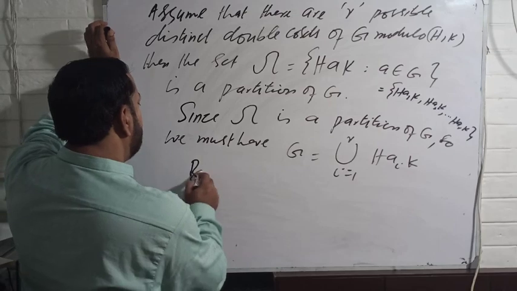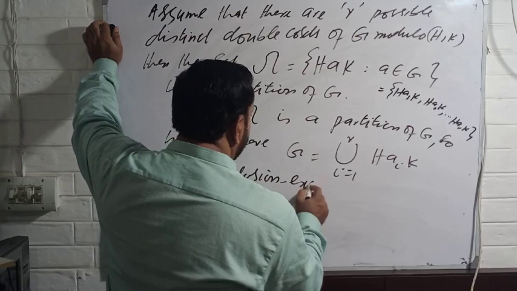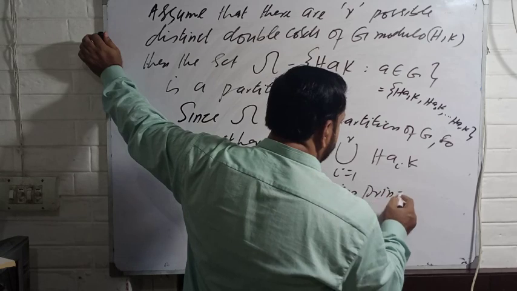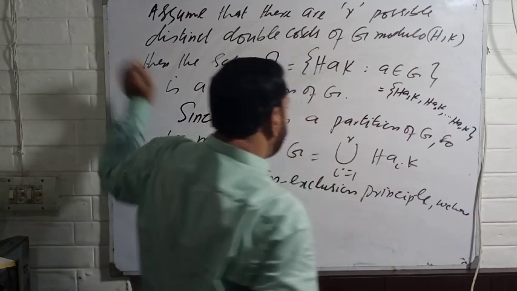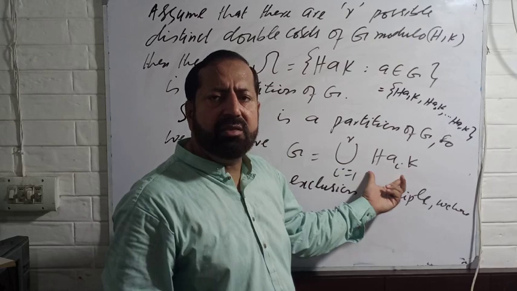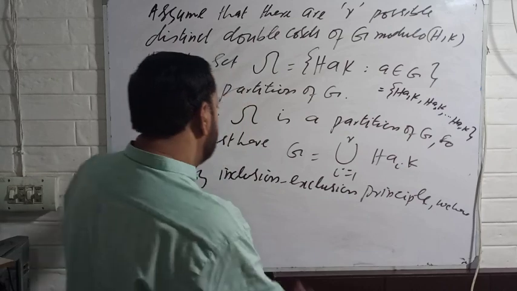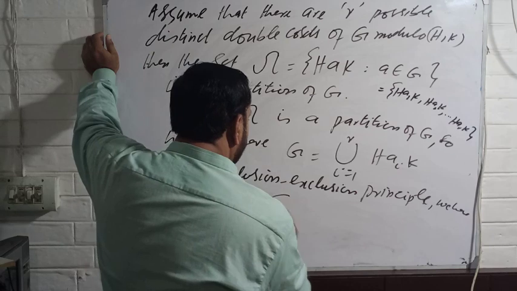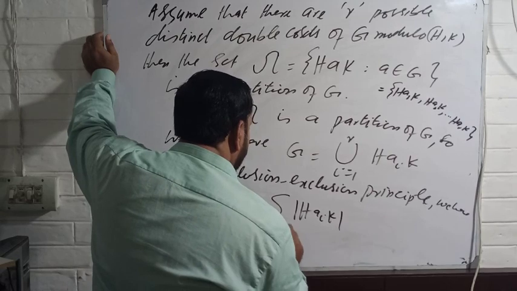So by inclusion exclusion principle, we have, this principle says that if G is the union of some disjoint sets, then the order of G is in fact the sum of their orders, right? So order of G must be equal to the summation of order of HAiK, I varies from 1 to r.